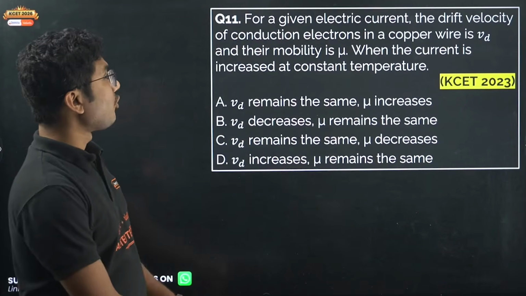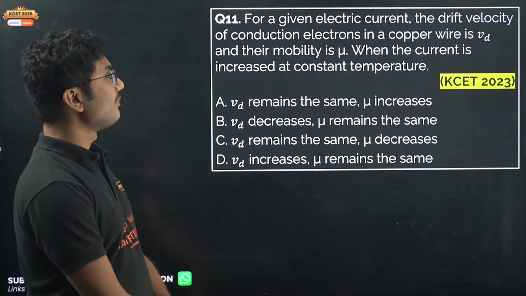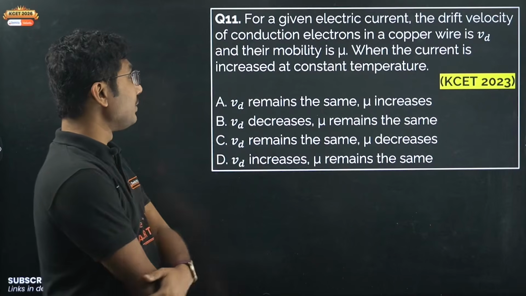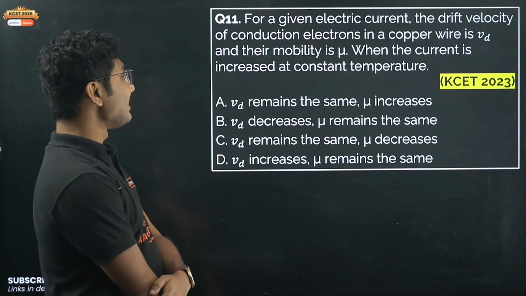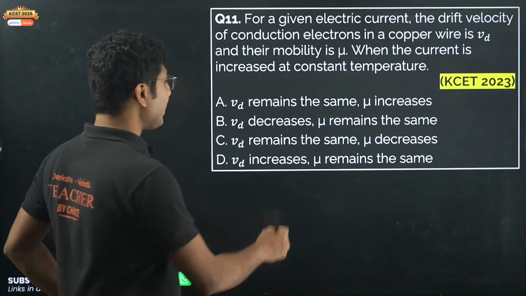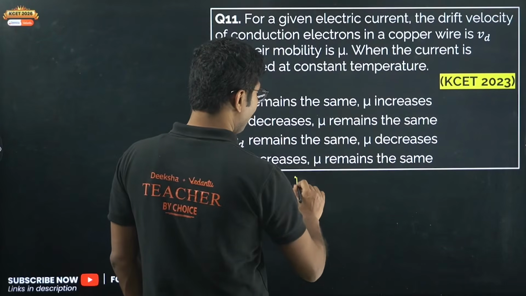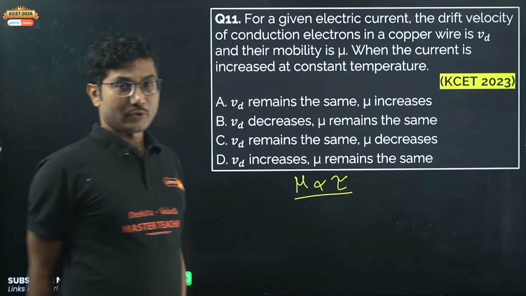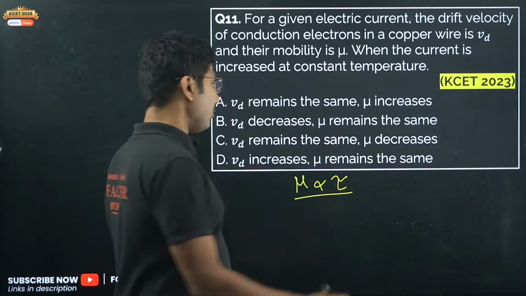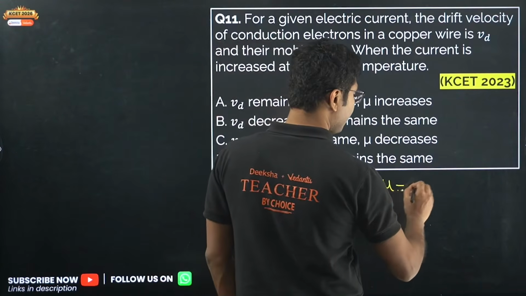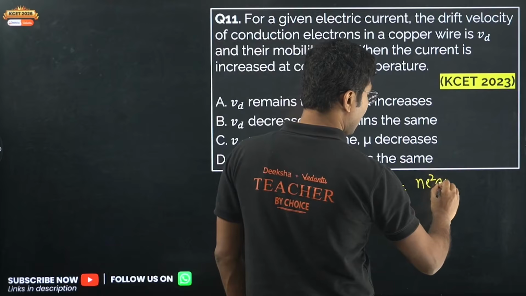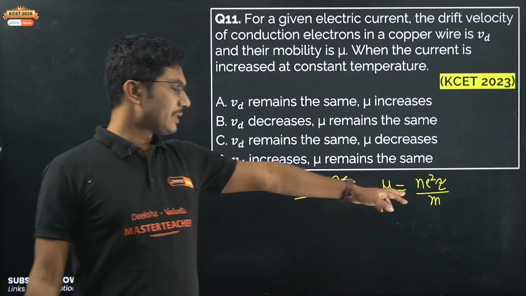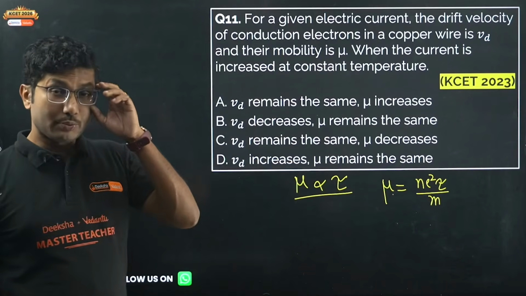Let us understand. For a given electric current, the drift velocity of conduction electrons in a copper wire is Vd and their mobility is mu. When the current is increased at constant temperature, you know that mu is proportional to the relaxation time. If you remember the derivation, mu equals N e square tau upon m. So mu is proportional to tau. You don't need to remember this equation, you just need to remember that mu is proportional to tau.